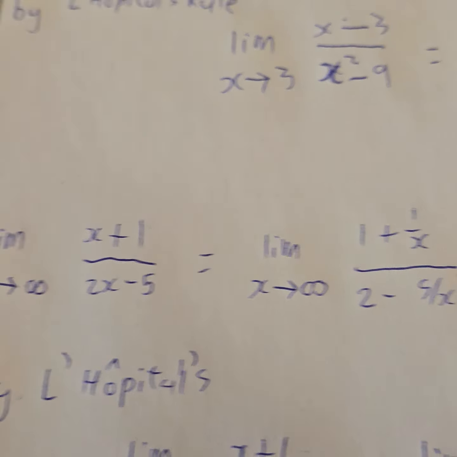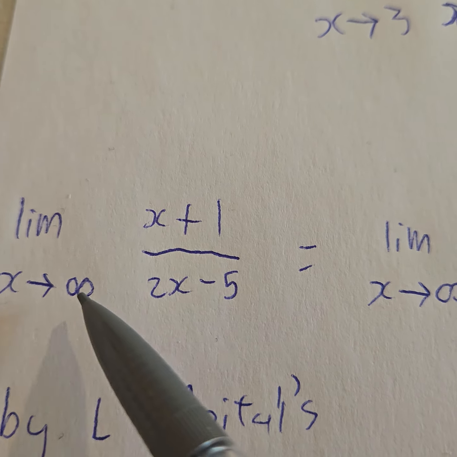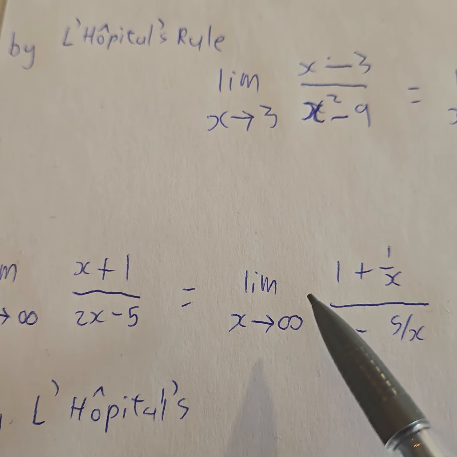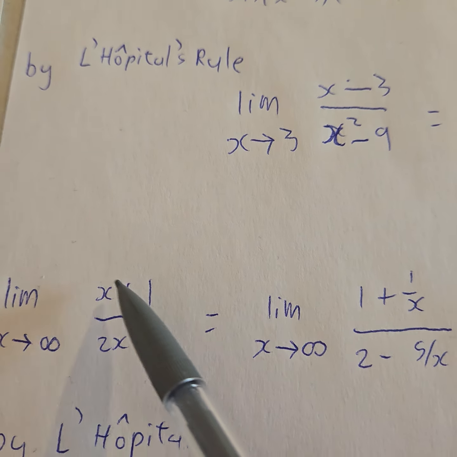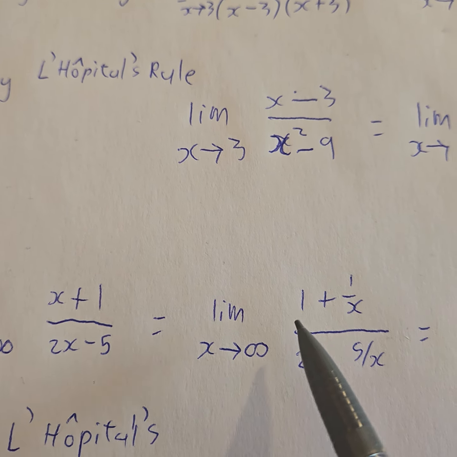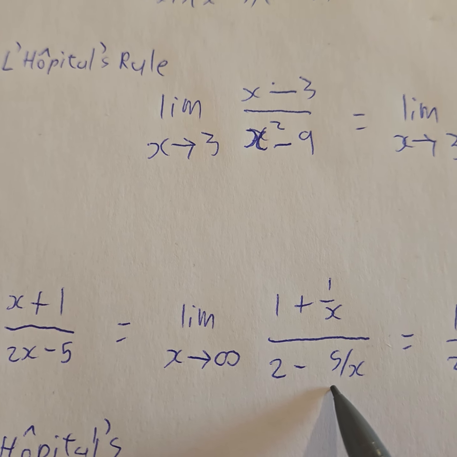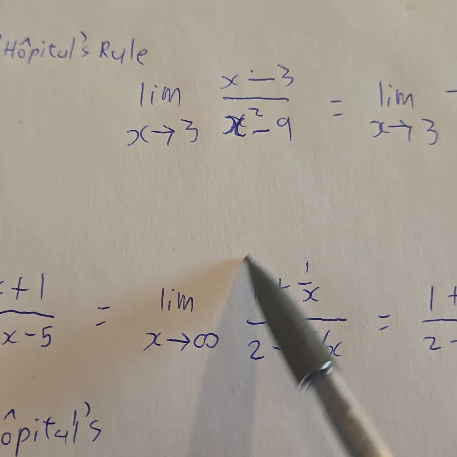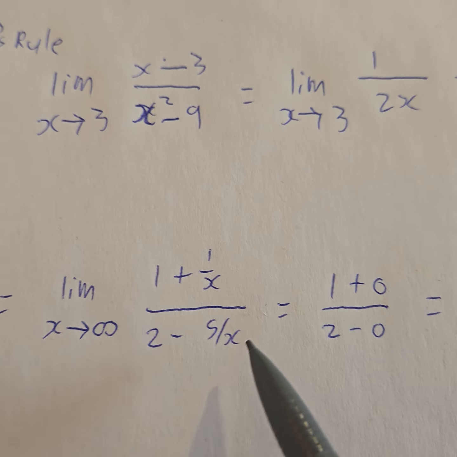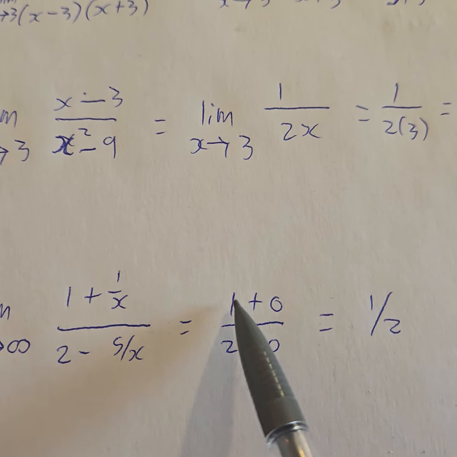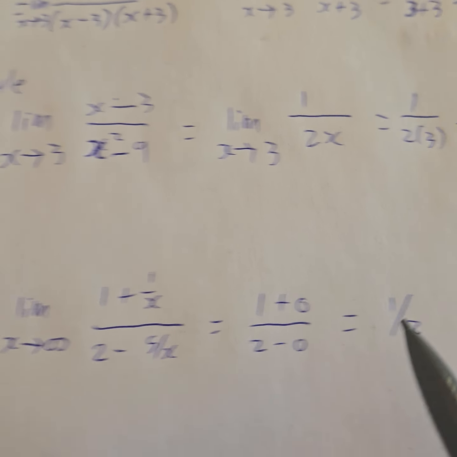And here's one more example. The limit as x goes towards infinity of x plus 1 over 2x minus 5. The regular way, we can divide every term by x on the top and the bottom. So if top and bottom are divided by x, it doesn't change its value. This 1 over x and 5 over x go towards 0 as x goes towards infinity. We're left with 1 over 2.